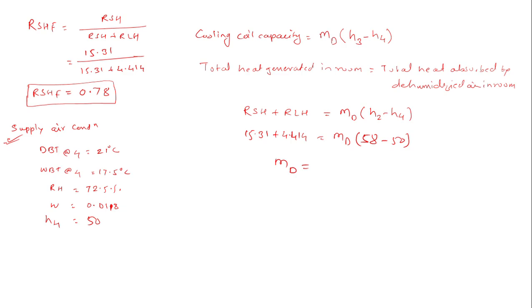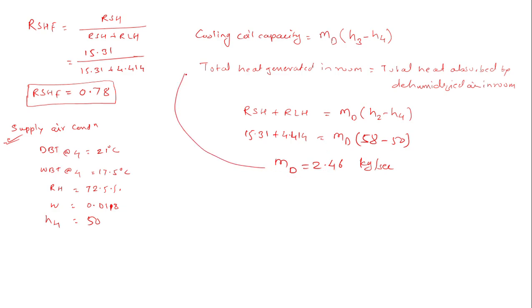So it is (15.31 plus 4.414) divided by (58 minus 50). I'm getting the mass of dehumidified air as 2.46. Now what is the unit? The numerator is in kilowatt, that is kilojoule per second, and the enthalpy is in kilojoule per kg, so the final answer will be in kg per second. This is the mass of dehumidified air supplied to the room.